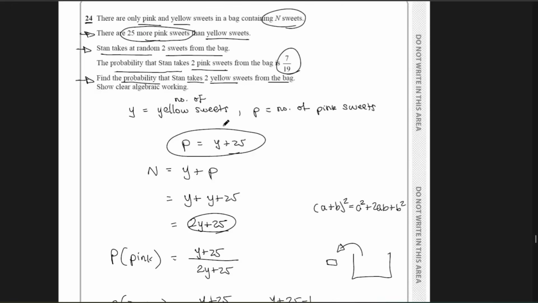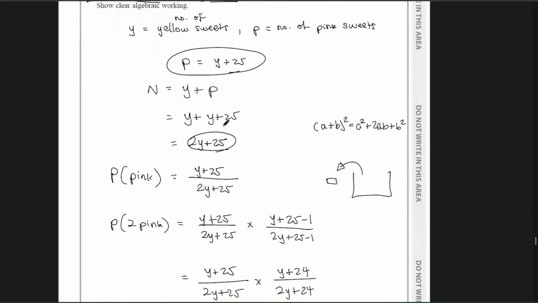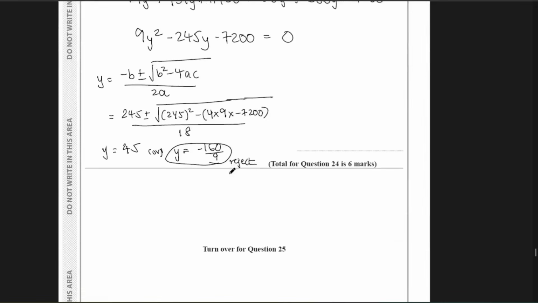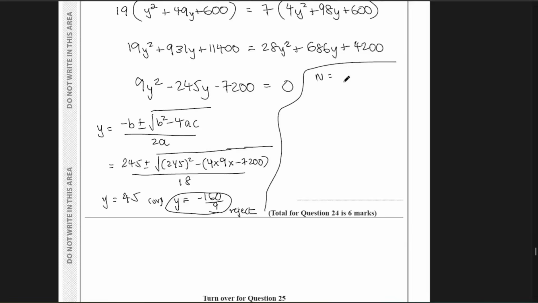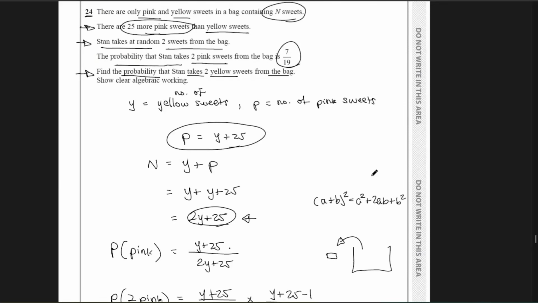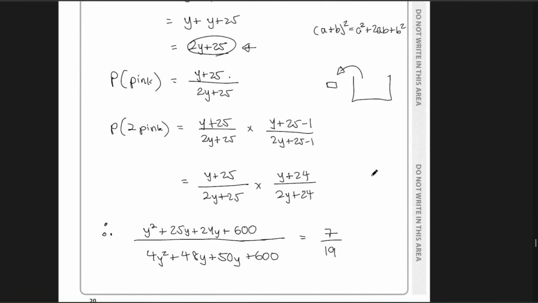Okay, so we know the number of yellow sweets in the bag, which is 45. We also need to know the total number of sweets in the bag, that is 2y plus 25. So let's find that. So the total number of sweets would be 2 times 45 plus 25, and this equals 90 plus 25, 115 sweets altogether.